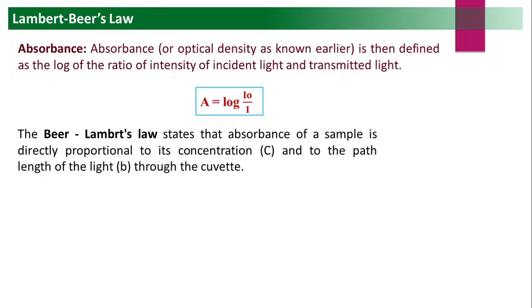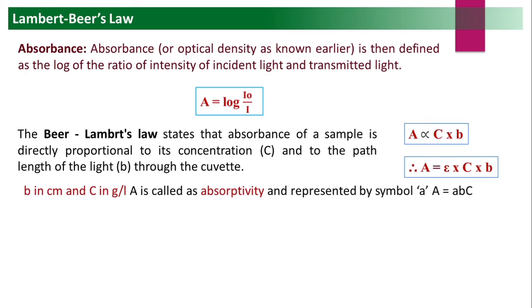The Beer-Lambert law states that the absorbance of the sample is directly proportional to its concentration and to the path length of the light, that is B, through the cuvette. It means that A, that is absorbance, is directly proportional to C, the concentration of the sample, into B, that is the path length, the length of the light, the diameter of the cuvette. So this equation becomes A is equal to epsilon into C into B. Epsilon is the constant, absorptivity.